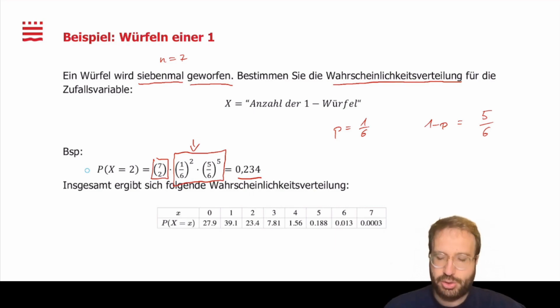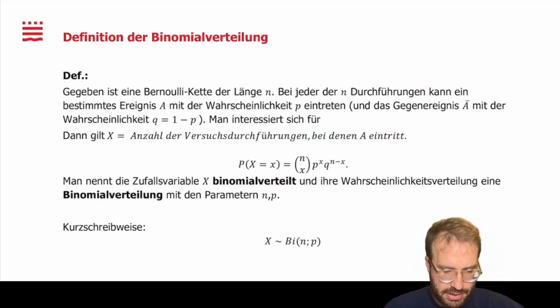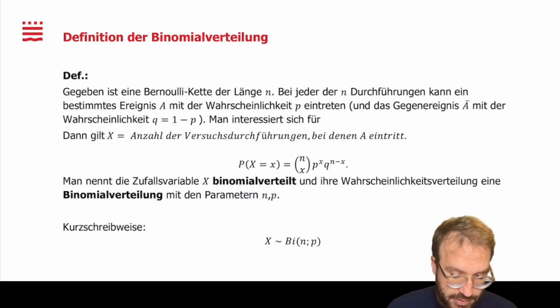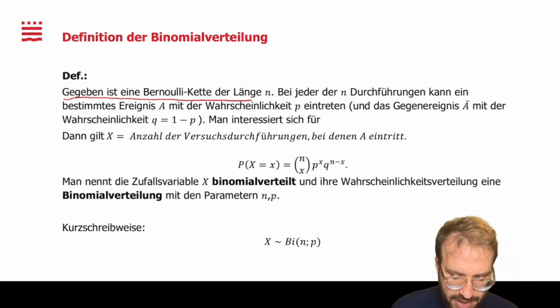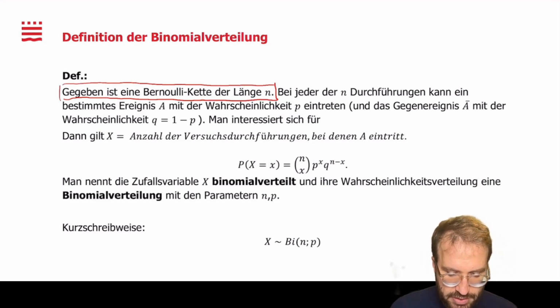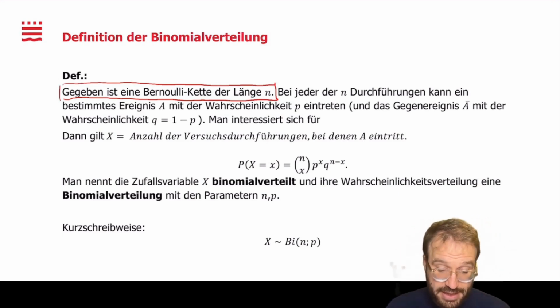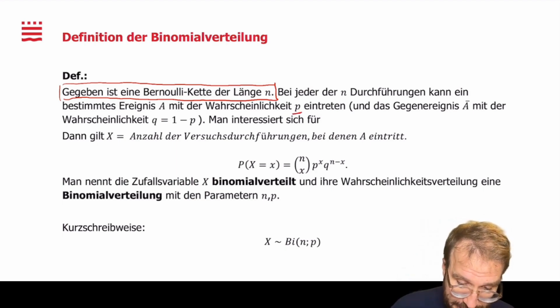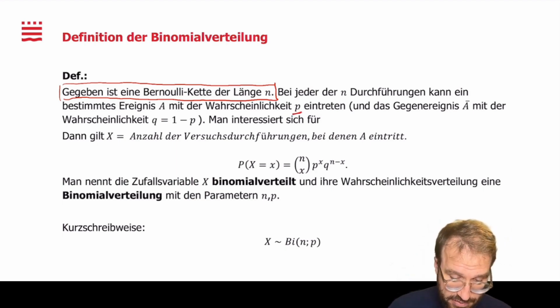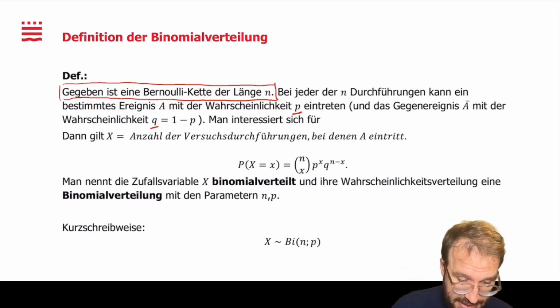And now we want to generalize this a bit. So what is the binomial distribution? Let's start by going through this text here. So in the first step, we have a Bernoulli chain, which means we have a random experiment that has 2 outcomes, and we perform it n times. So we have the probability p that it occurs, which is success, and then q, which would be 1 minus p.